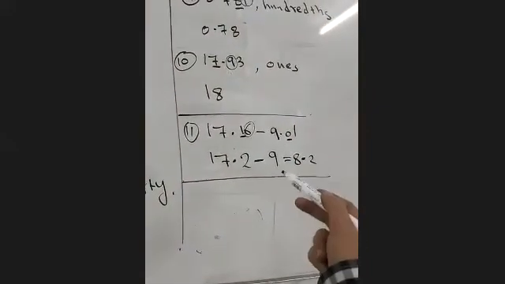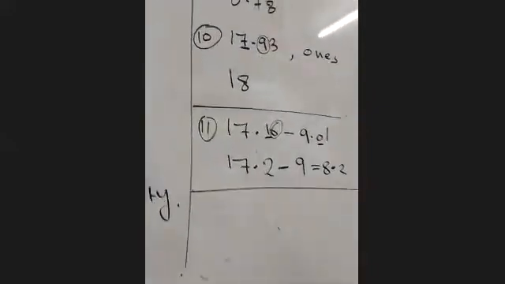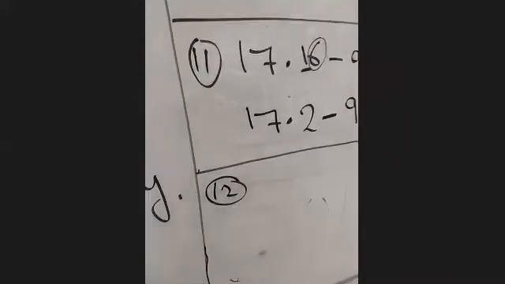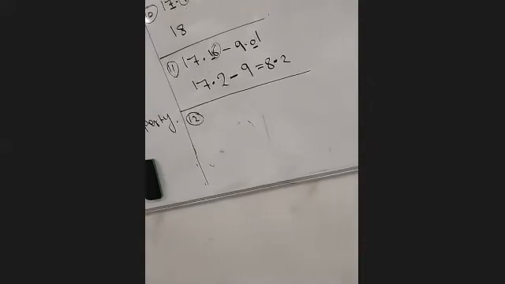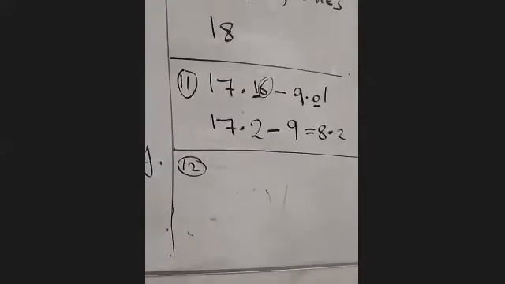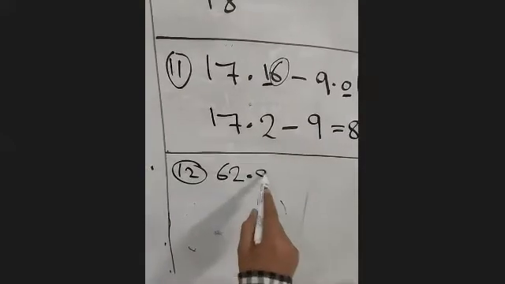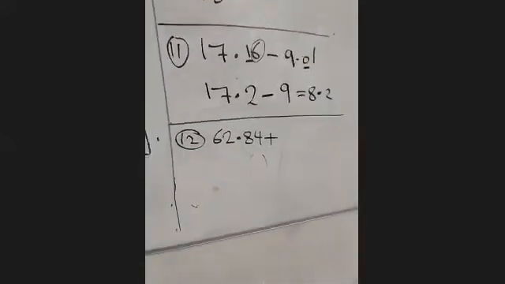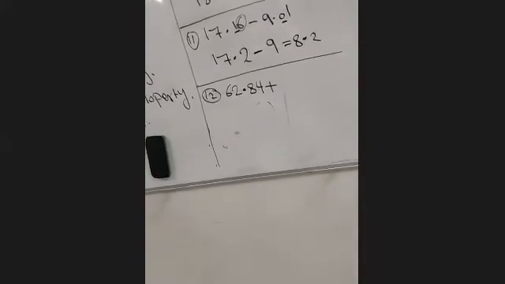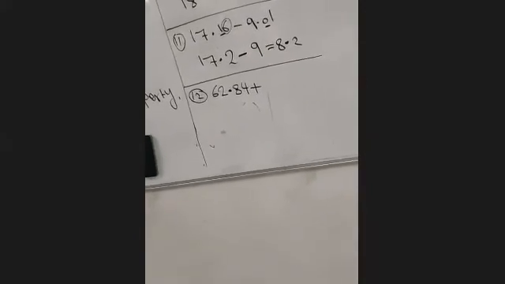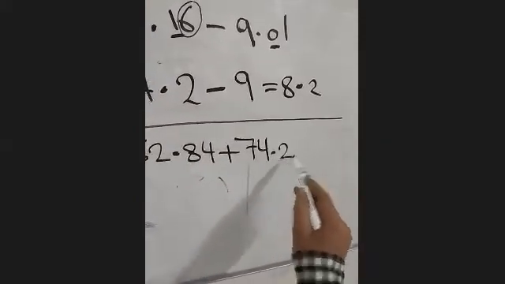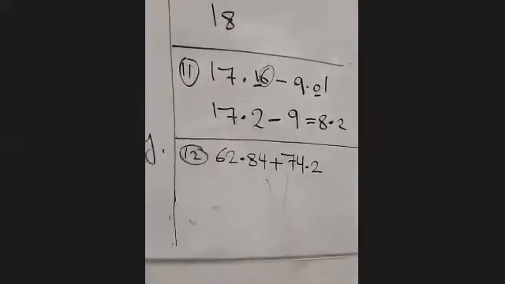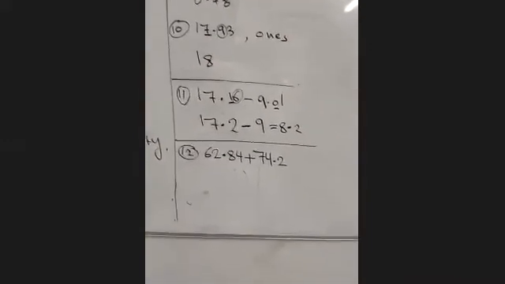We round it to the tenths, then we subtract as the question wants. Question 12. We'll do the same idea. We'll round to the tenths, then we will add or subtract. Question 12, we have 62.84 plus 74.2. Who can help me here? First, we will round to the tenths, then we will add. Yahya.